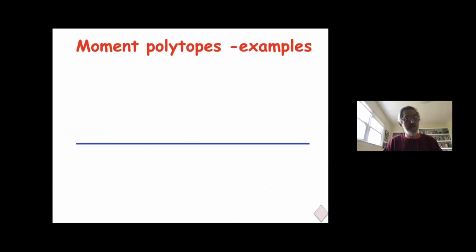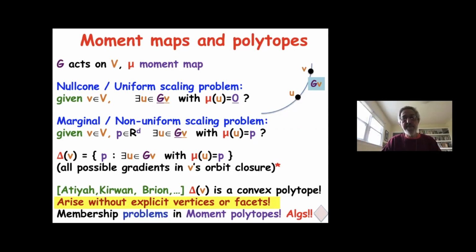And maybe to finish, let me just show you how bizarre these moment polytopes can be, and then I'll wrap up. Any questions? Okay.